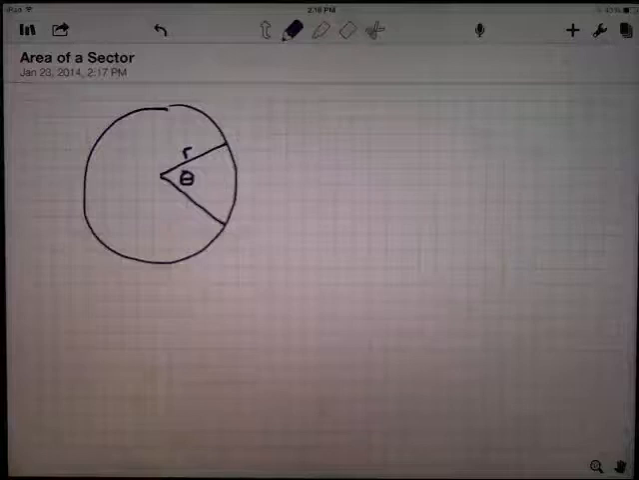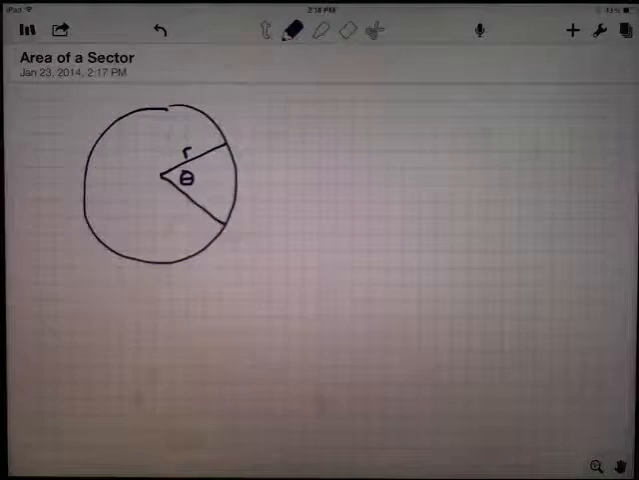I want to take a look at the area of a sector of a circle. This isn't really trigonometry here, it's just relating angles and arc lengths and circles and such.